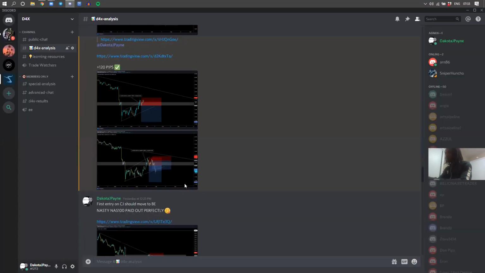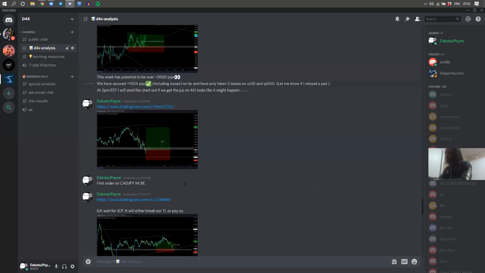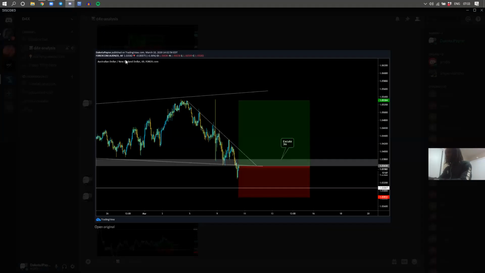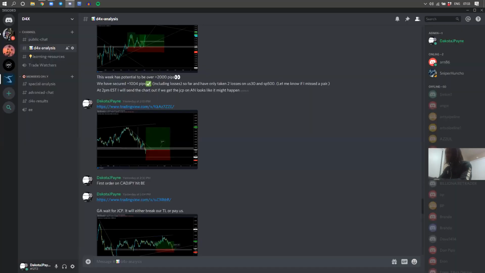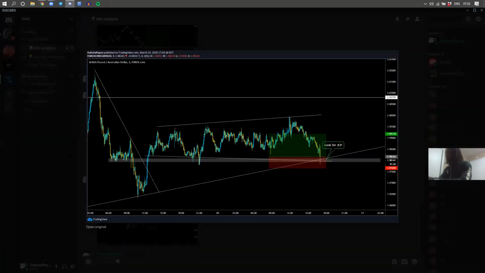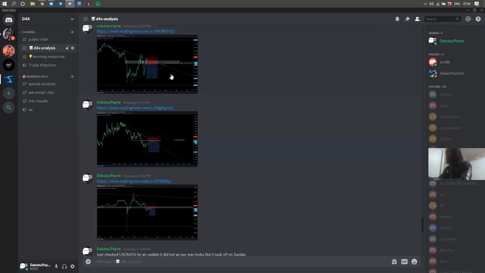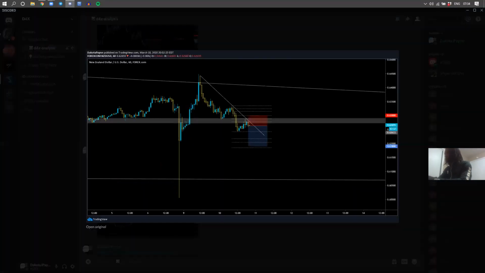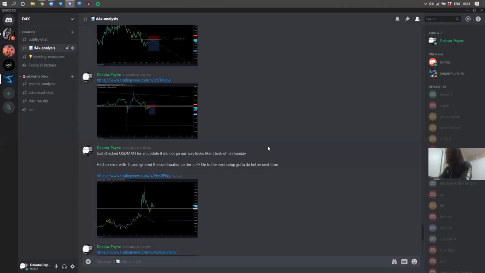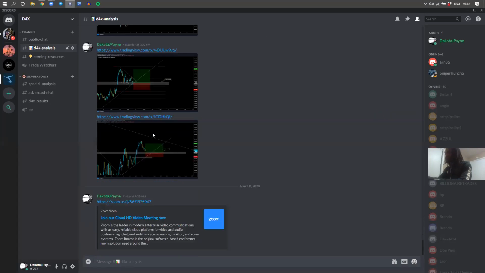GBP USD. Let's see if that worked. I know I sent out like 4 or 5 markups before I went to bed. That's the same markup. Oh, okay, I did send that update then. That's cool. This is a GBP JPY. I'll explain it when it comes up.